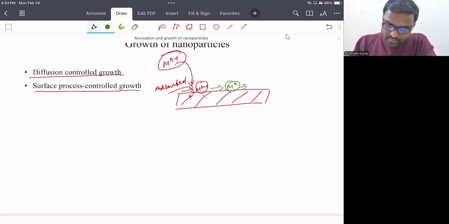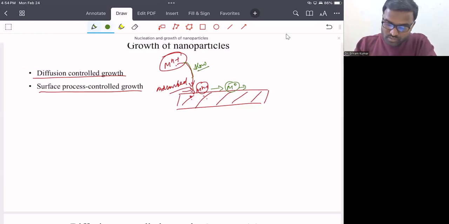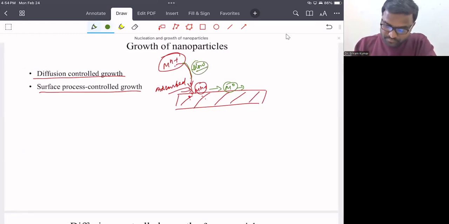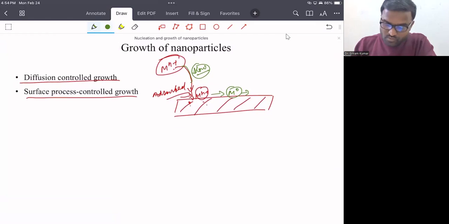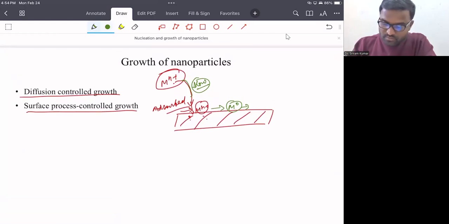So what happens if this process from the bulk to the surface is a slow process? This mechanism is called the diffusion control process.